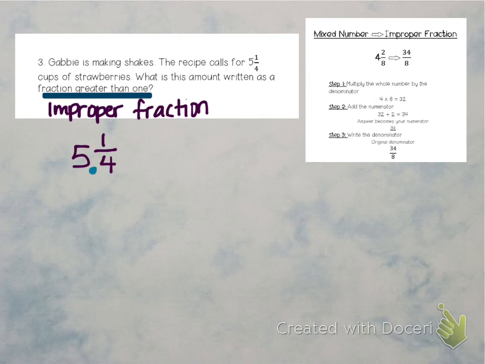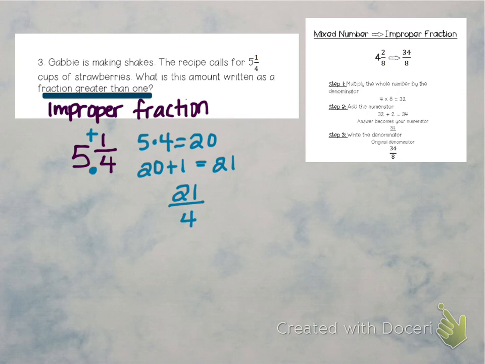Okay, so you should have multiplied 5 times 4 and then added 1. So 5 times 4 is 20. And then 20 plus 1 equals 21. And our numerator is 21, and our denominator stays the same. So now we have a fraction greater than 1.